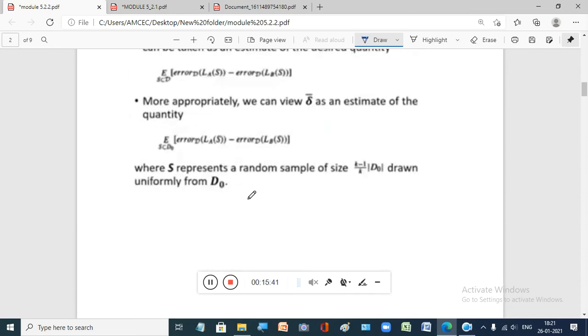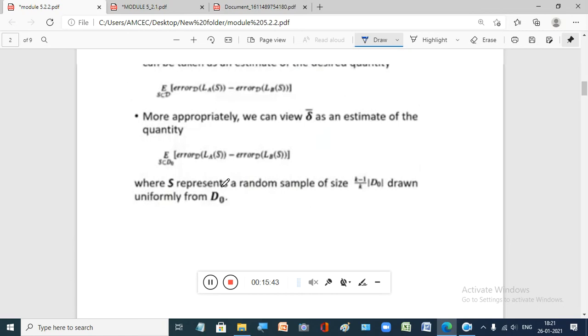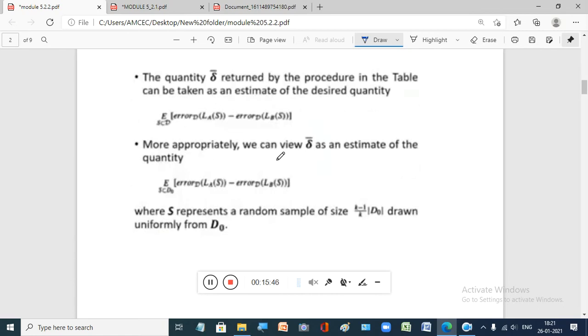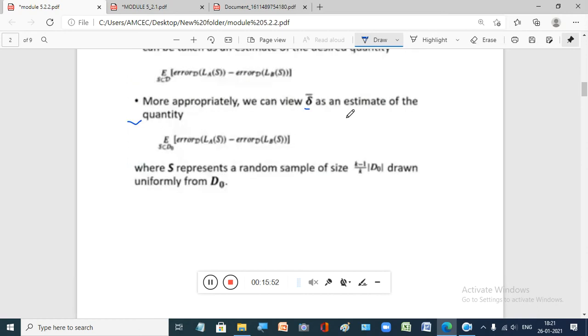What is this delta bar going to tell us? It is the mean of the difference between your errors when you used learning algorithm A and learning algorithm B, right? Here S represents a random sample of size (k minus 1) by k.